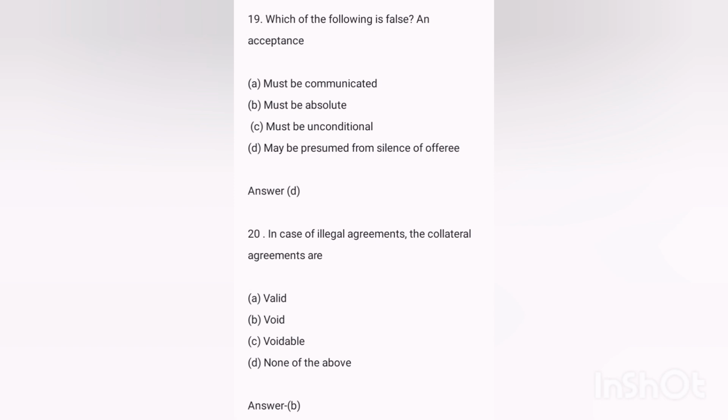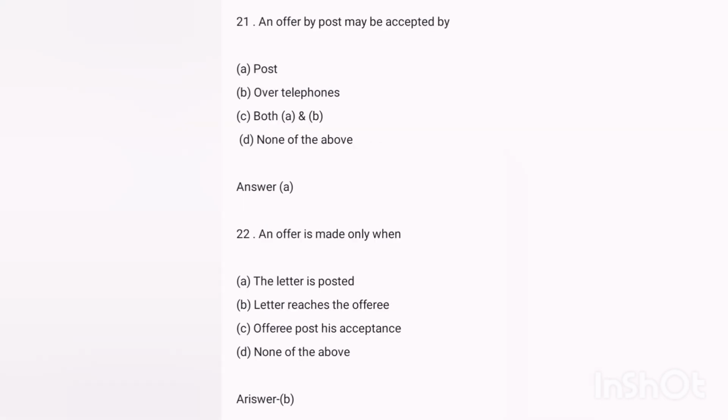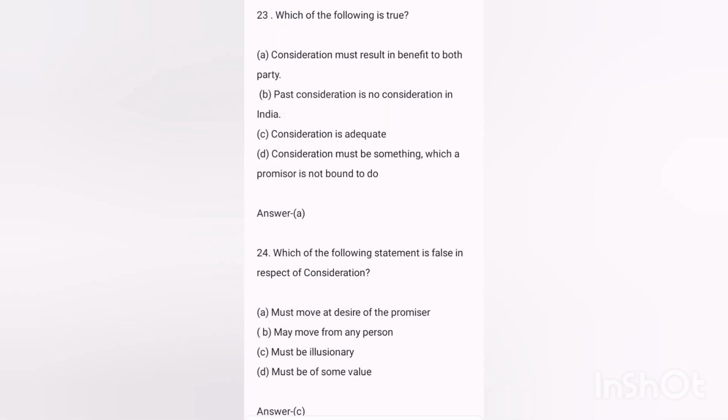Next, in case of an illegal agreement, the collateral agreements are. Answer was B, void. Next, an offer by post may be accepted by. Answer was A, post. Next, an offer is made only when. Answer was B, the letter reaches the offeree. Next, which of the following is true? Answer was A, consideration must result in benefit to both parties.